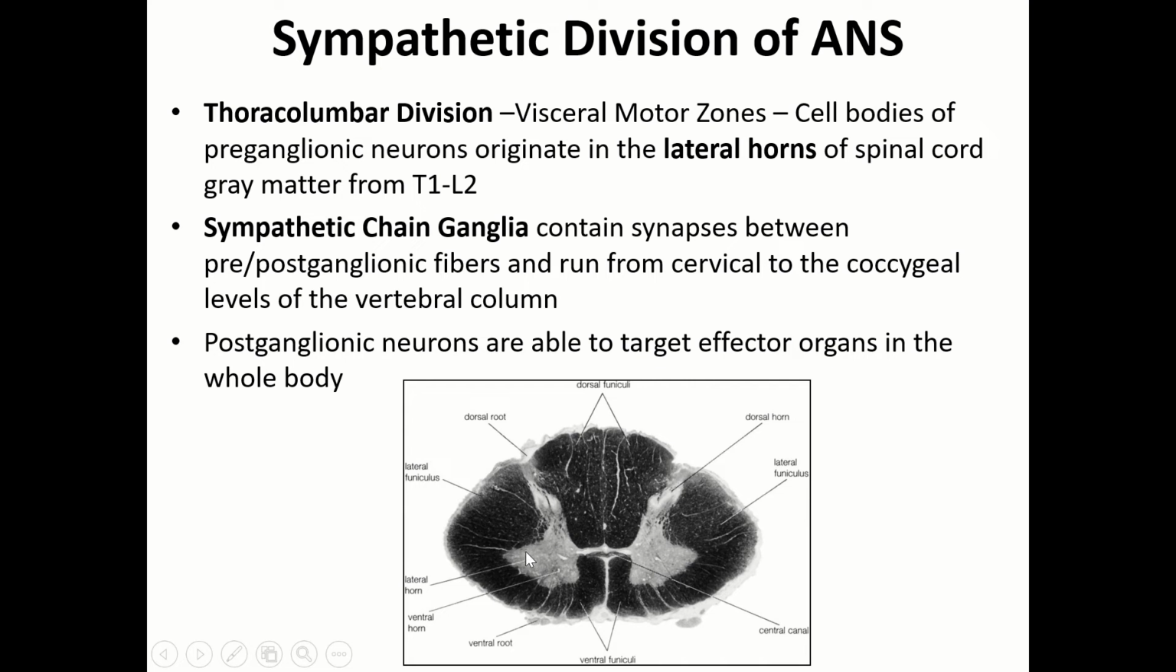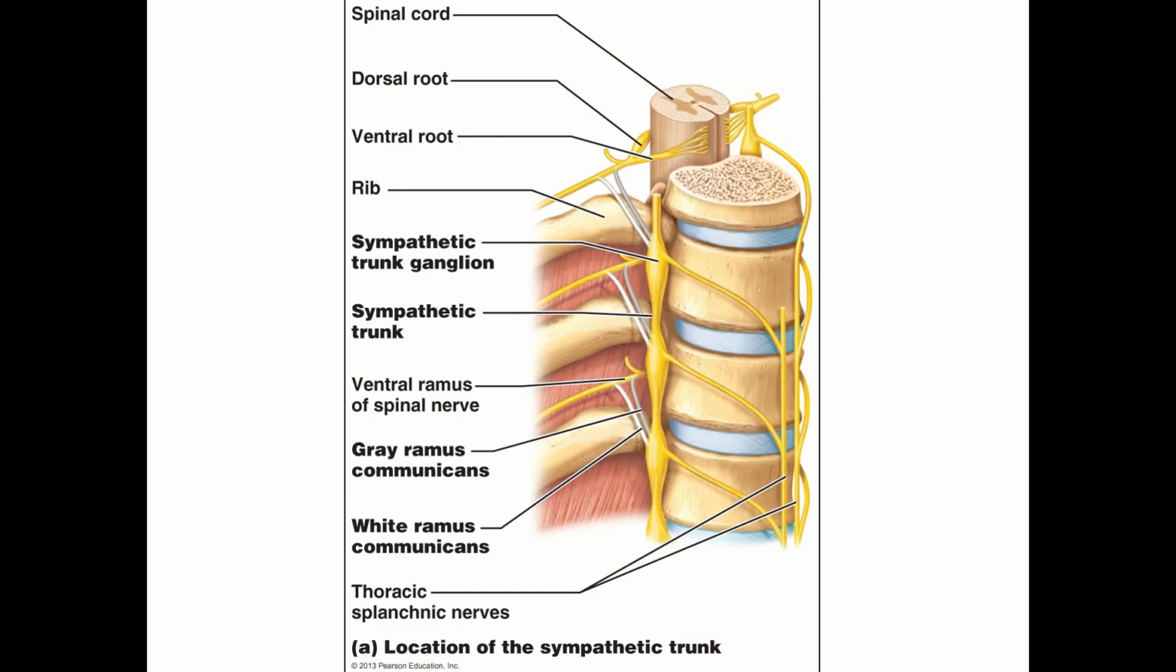Now, as those neurons here leave the lateral horn, they enter the sympathetic chain ganglion. And this allows them to run vertically, right? From the cervical all the way down to the coccygeal levels of the vertebral column, allowing them to target different effector organs across the entire body. And so this is the anatomy of that sympathetic chain ganglion.